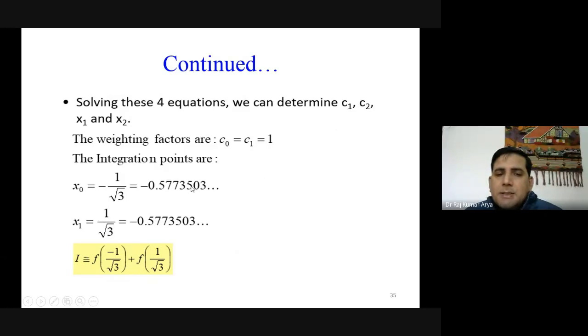On this, you just calculate your function on this value and this value, multiply by weights. So weight has come just 1, and your integration would be exact. This is 2-point.